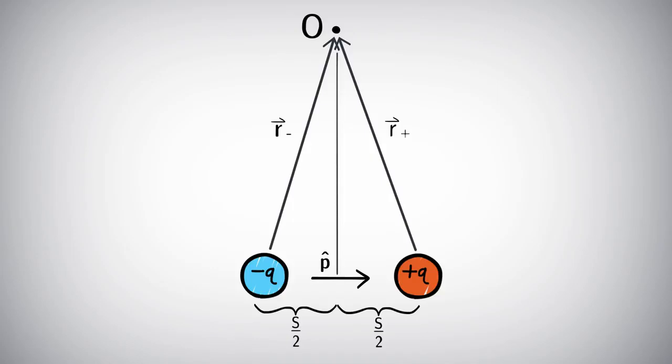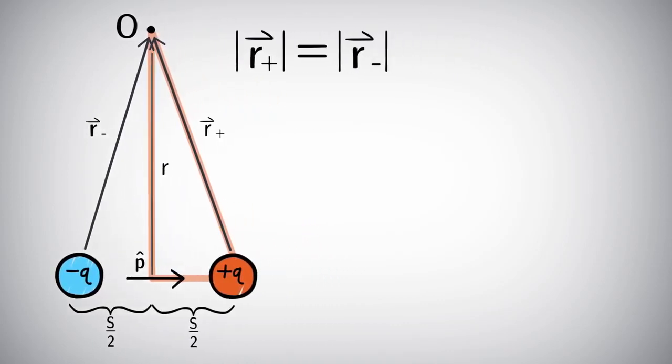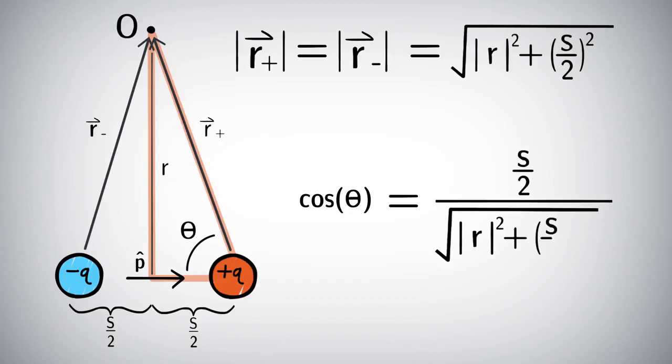Notice that for this special case, the vector magnitudes for r plus and r minus are equal. Additionally, each of these magnitudes is the length of the hypotenuse of a right triangle whose legs have length s over 2 and the magnitude of the vector r, respectively. This means we can write the magnitudes of r plus and r minus as follows. Also, from the geometry of the same triangle, we can find the cosine of the angle theta shown in the figure. We will use these expressions in a moment.